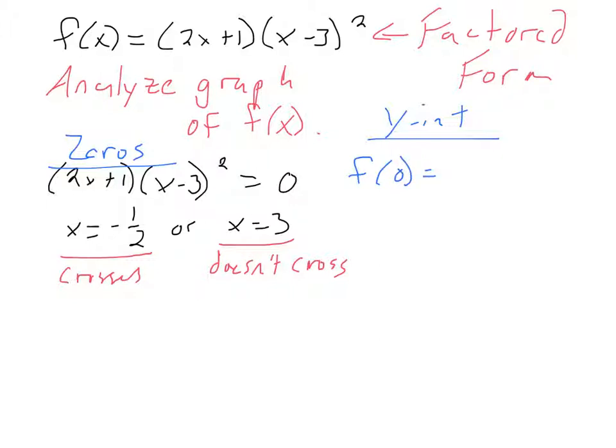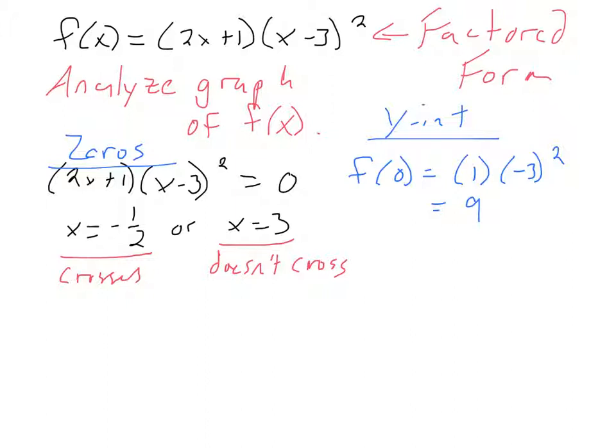which in this case is going to be, if I make 2x plus 1 zero, I get 1, right? And if I make x minus 3 zero, I get negative 3. If I make x equal to 0 in x minus 3 and in 2x plus 1, which will give me what? Positive 9, right? So the y-intercept is 9, and the x-intercepts are negative 1/2 and 3.